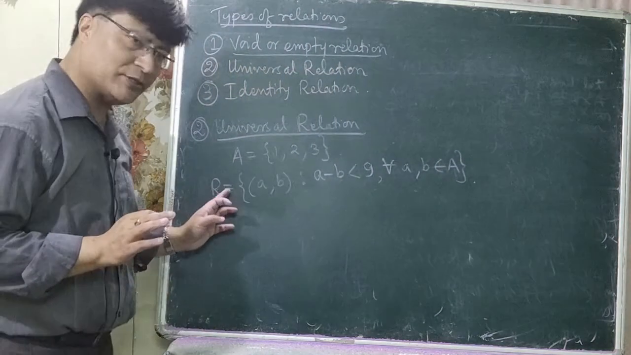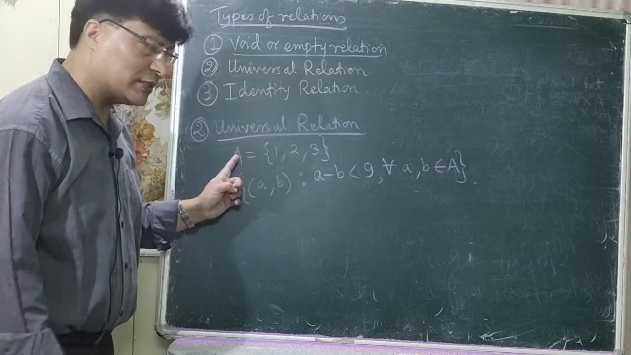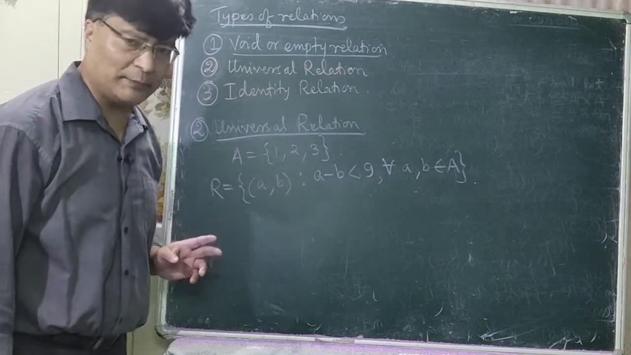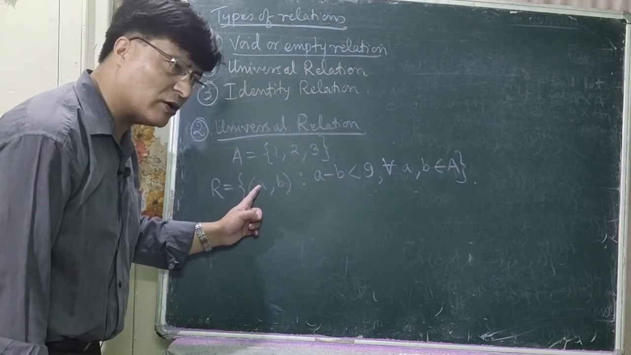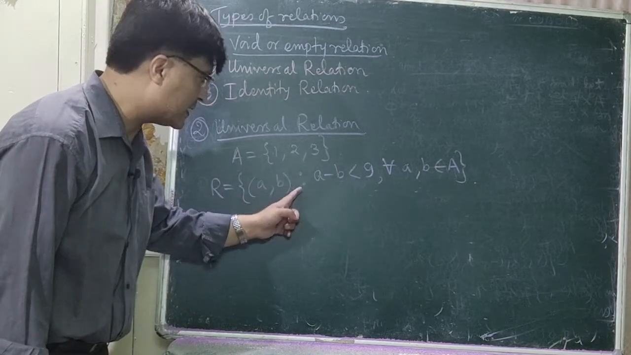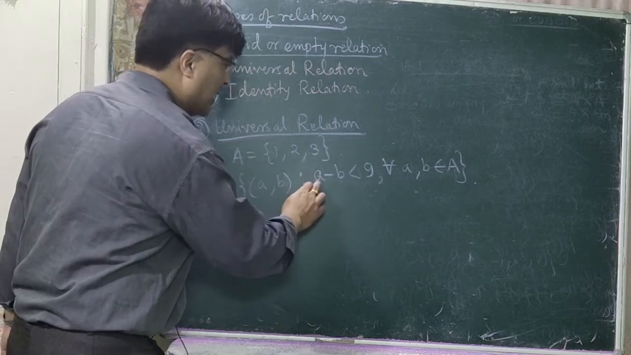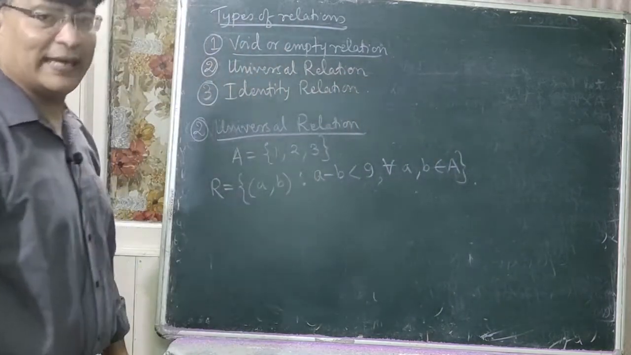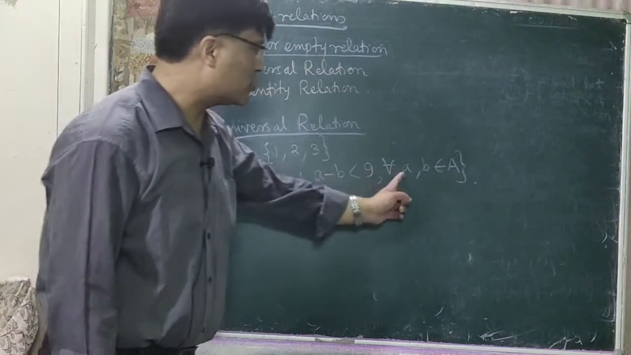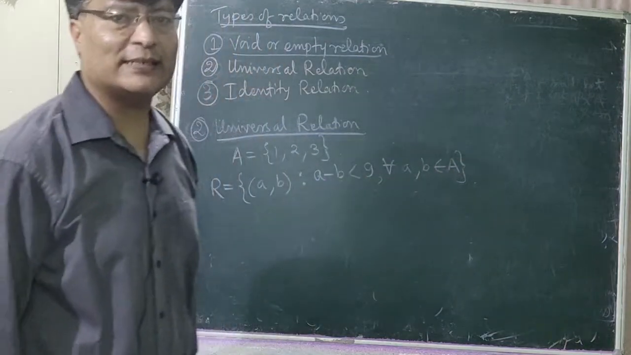Okay, is that clear, this relation? So suppose set A is equal to {1, 2, 3} and the relation R is defined as the set of all ordered pairs (a, b) such that a minus b is less than 9, for all (a, b) where a belongs to the set A and also b belongs to the set A.